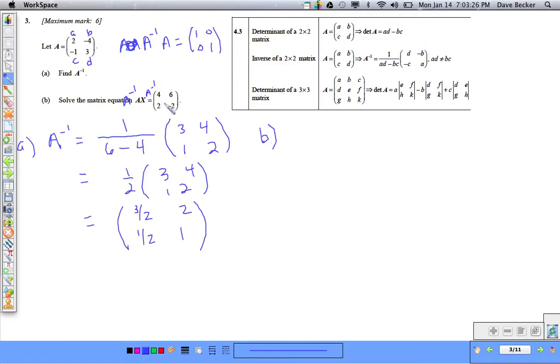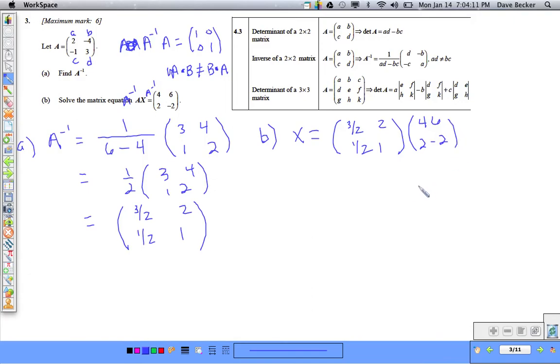With matrix algebra, you have to do things exactly the same way. In other words, matrix A times matrix B does not necessarily equal, or almost all the time, B times A. So you always have to multiply in the same order. So in this case, X is going to equal the inverse matrix, which we found to be 3/2, 2, 1/2, 1, multiplied by 4, 6, 2, negative 2.